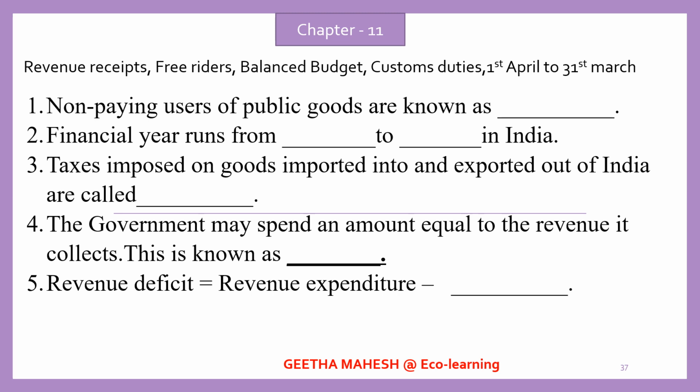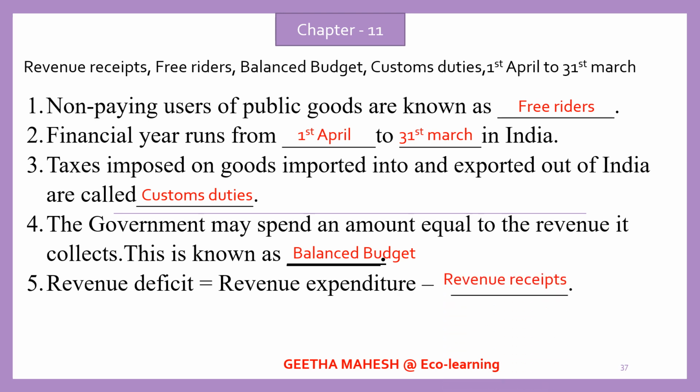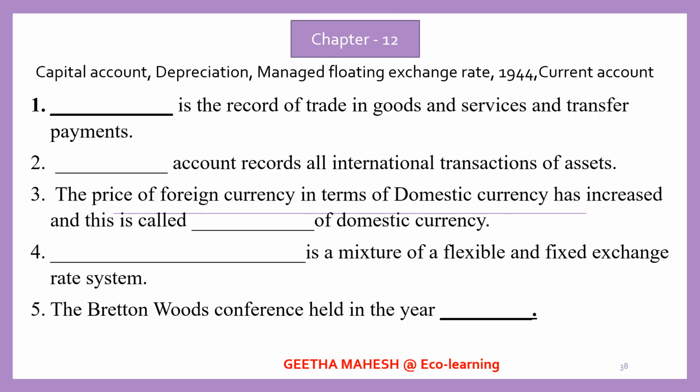Non-paying users of public goods are free riders. Financial year runs from 1st April to 31st March in India. Taxes imposed on goods imported into and exported out of India are called custom duties. Government may spend an amount equal to revenue it collects. This is known as balanced budget. Revenue deficit is equal to revenue expenditure minus revenue receipts.